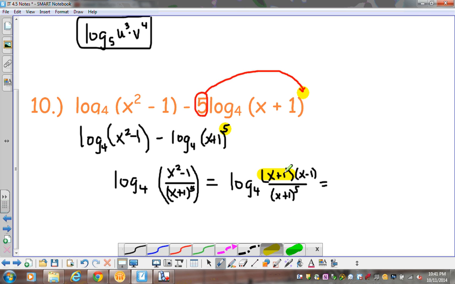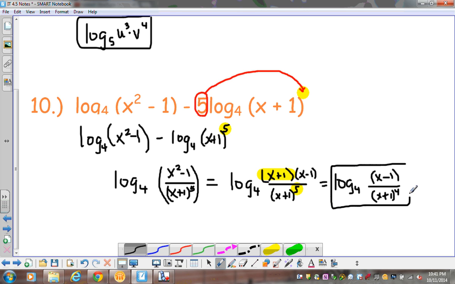So this x plus 1 will cancel with one of these denominator x plus 1s. So instead of having 5, if that x plus 1 in the numerator cancels with one of them, I'm left with 4 in my denominator. So what I'm going to be left with is log base 4 of x minus 1 over, if that x plus 1 in the numerator cancels with one of those x plus 1s in the denominator, I'm now left with 4 of them. So it'll be x plus 1 to the 4th. Math is a beautiful thing. I know you guys are loving this right now. So, cool. Same thing.